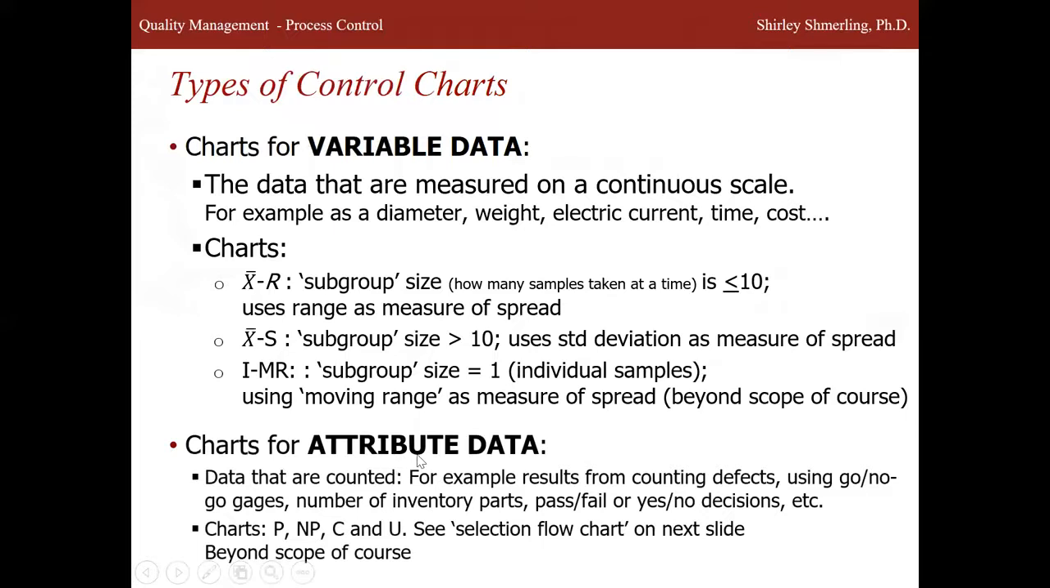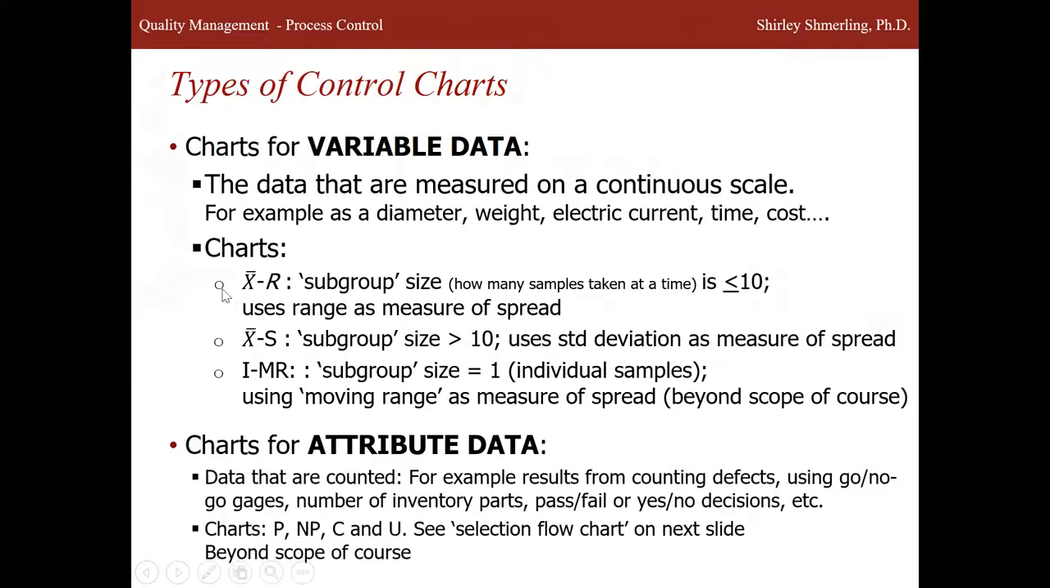There is a discussion a little bit about attribute data. This is data that can be counted. For example, do we have a defect or we don't? Do we have a pass-fail, yes, no decision? Basically like binary variables or counting of variables. And we have about 4 different charts. The reading talks about the P chart and the C chart, but we will not focus on that.